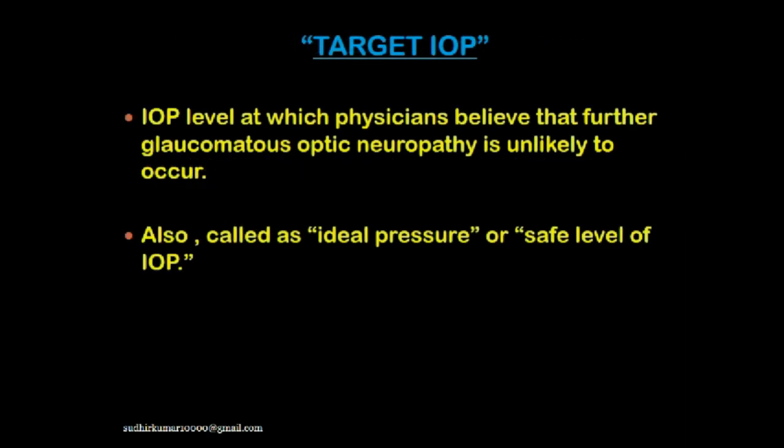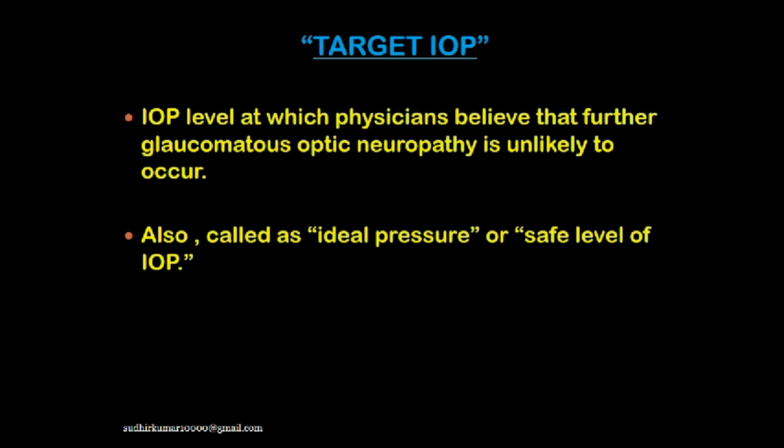Normally, people have intraocular pressure ranging between 15 to 21 millimeters of Hg. But this is not a guarantee of normal. Even in persons whose intraocular pressure is within the so-called normal range, that is 15 to 21, the patient may get visual field defect, and it may progress also.